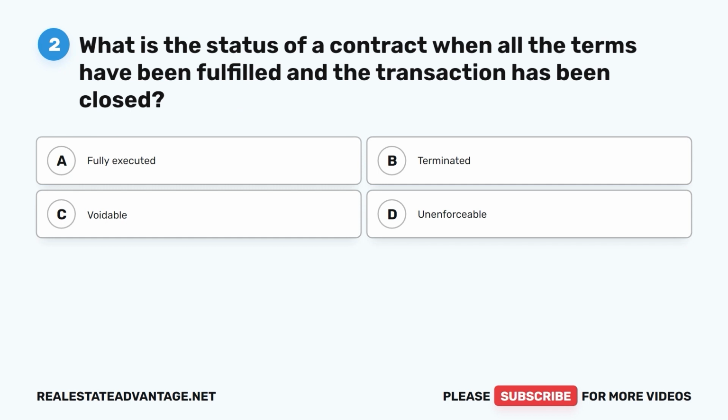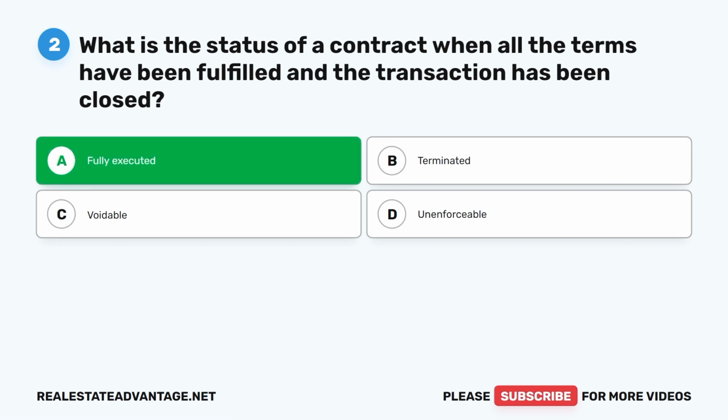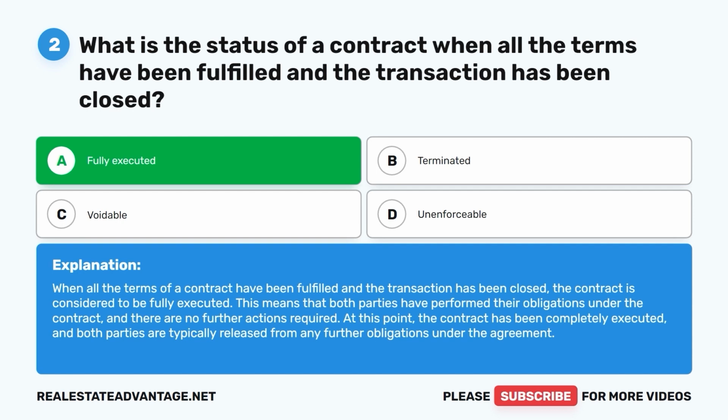Question 2. What is the status of a contract when all the terms have been fulfilled and the transaction has been closed? A. Fully executed, B. Terminated, C. Voidable, D. Unenforceable. The correct answer is A. Fully executed. When all the terms of a contract have been fulfilled and the transaction has been closed, the contract is considered to be fully executed. This means that both parties have performed their obligations under the contract and there are no further actions required. At this point, the contract has been completely executed and both parties are typically released from any further obligations under the agreement.